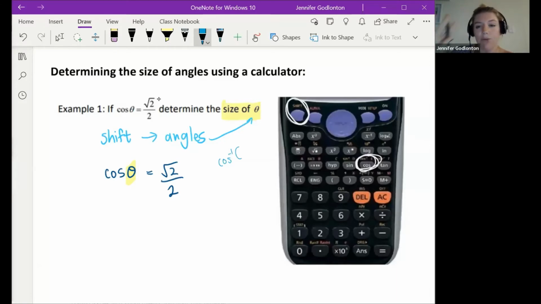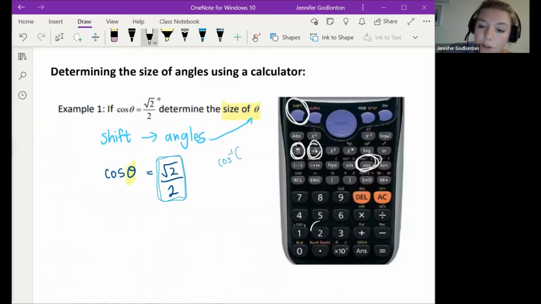Okay. So we first push shift, then we push cos, and we get to this point over here. When we get to that point, we put in whatever fraction or whole number we have on the right-hand side. So now we're going to push our fraction key. It's root 2 at the top, so I'm going to say root 2. I'm going to use my down arrow and do 2 again. And then I'm going to close the bracket.